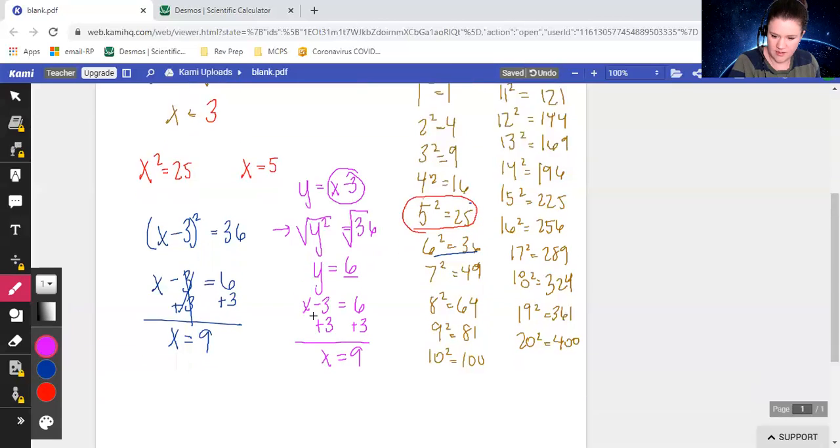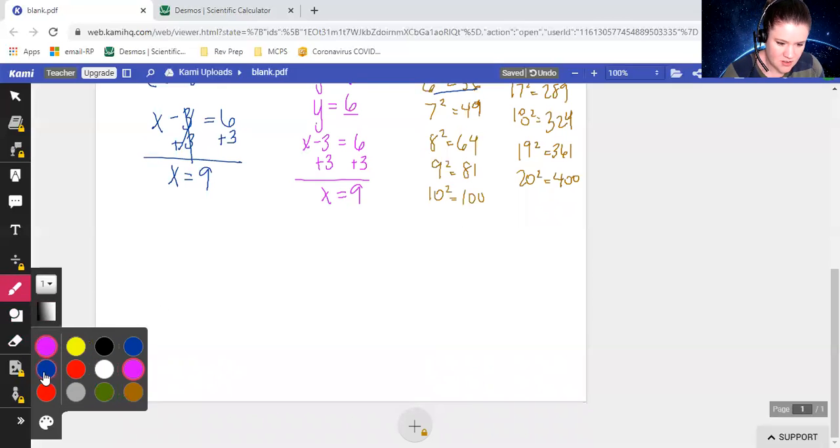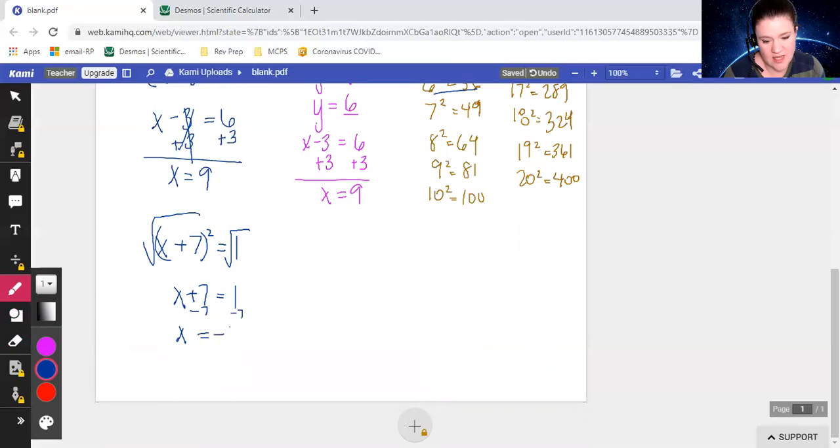All right, let me see. I only have this much space left. Let me find a tricky one. Number 9 looks a little tricky. It says x plus 7 squared equals 1. What do we do first? Take the square root of both sides. So x plus 7 equals 1. I'm going to subtract 7, so x equals negative 6.